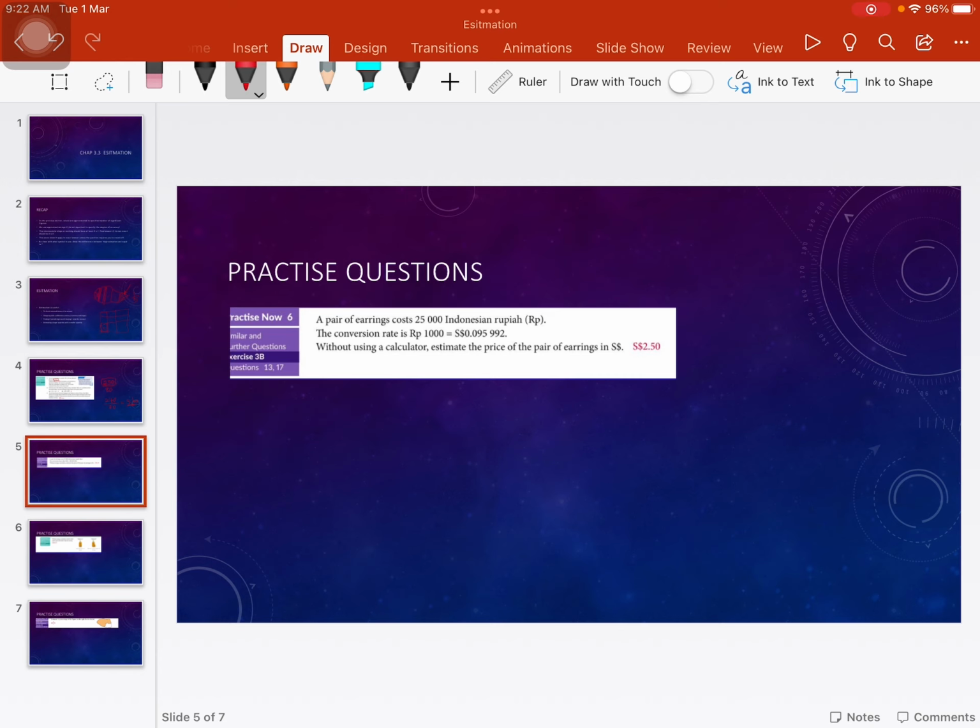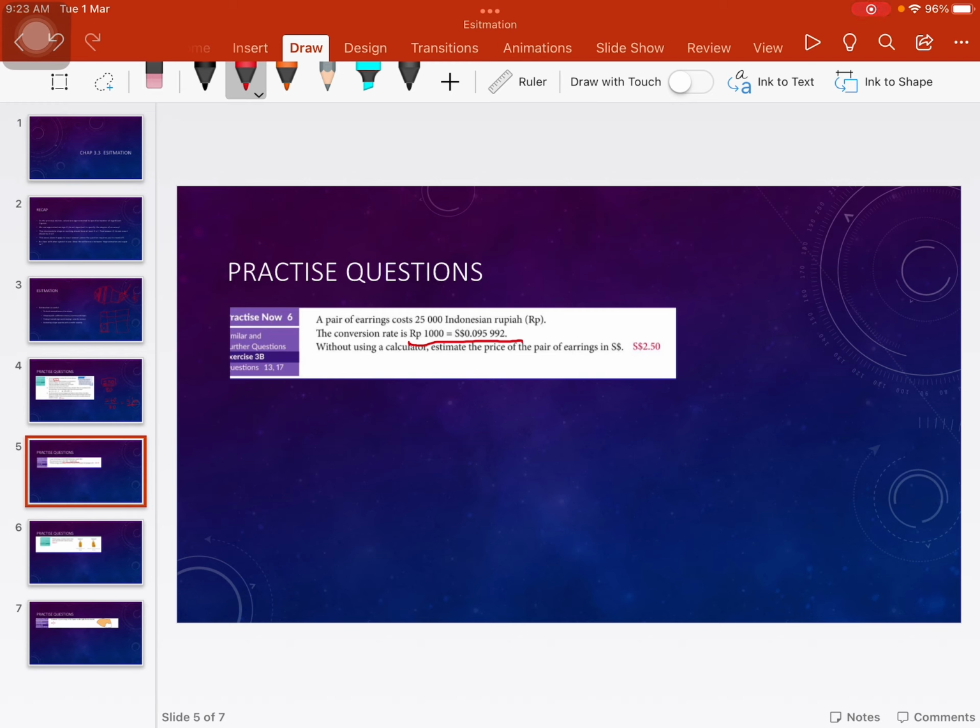Practice now 6. Okay, this is to do with currency exchange. So this is rupiah here. So the conversion of rupiah to Sing dollars is given as every 1,000 rupiah is actually about 9 cents. Okay, so how do we work out this? Without using a calculator, you are supposed to figure out what would be the closest you can get.